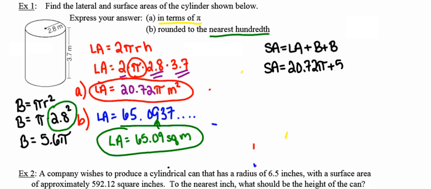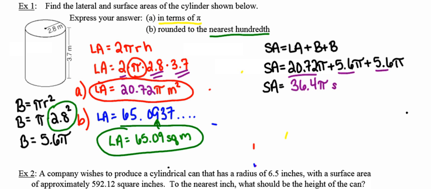So the area of my bottom circular base is 5.6 pi. The area of my top circular base is 5.6 pi. And again, I'm going to go ahead and grab my calculator, and I'm going to add the 20.72 plus the 5.6 plus the 5.6. And I end up with 36.4 pi in either square meters or meters squared, however you're feeling comfortable expressing yourself.